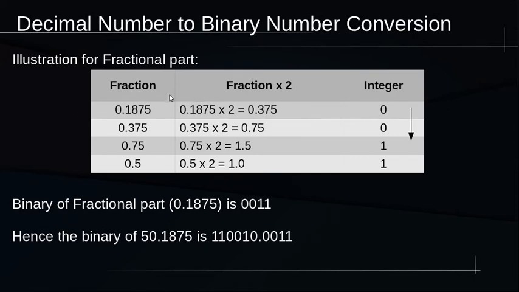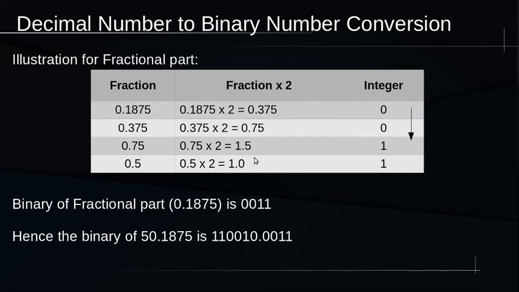Now we see the fractional part. 0.1875 multiplied by 2, we get 0.375. Here the integer part is 0, so we write 0. Then 0.375 into 2, we get 0.75. Here the integer part is 0, so we write 0. Then 0.75 into 2, we get 1.5. Here the integer part is 1, so we write 1. 0.5 into 2, we get 1.0. Here the integer part is 1, so we write 1.